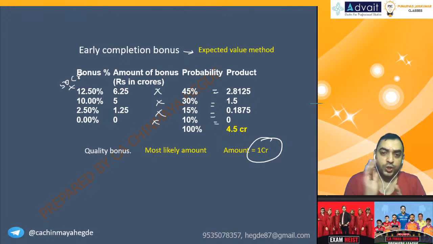So these are the two methods. Don't spend time writing, it's only to explain the concept of Ind AS 115, the two methods of incentive calculation, variable consideration calculation.